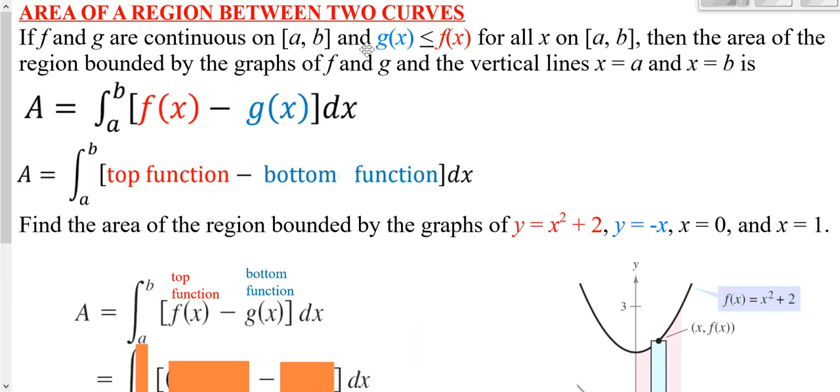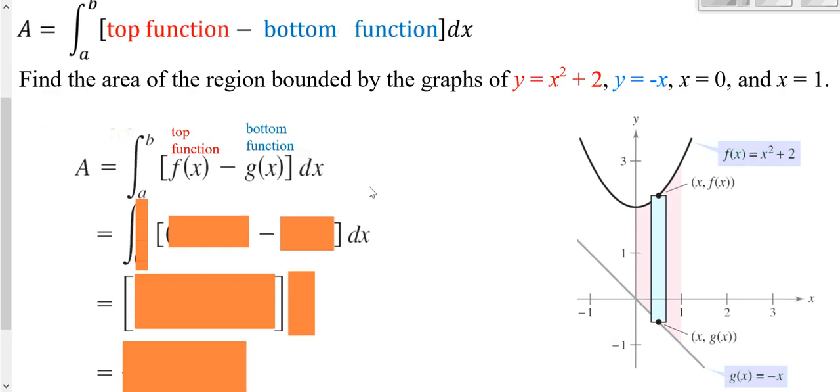So if you have g always being smaller than f on a closed interval, your area between the two curves would be the integral of f minus g from a to b. In general, it's always the top function minus the bottom function, big minus small.